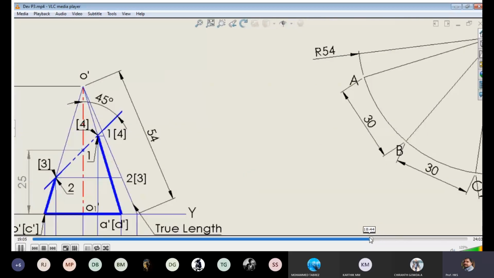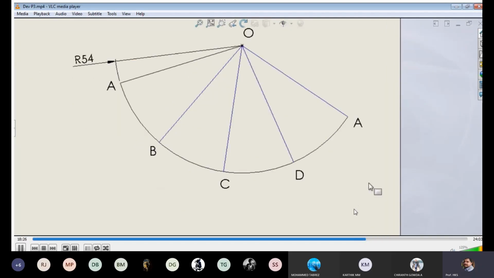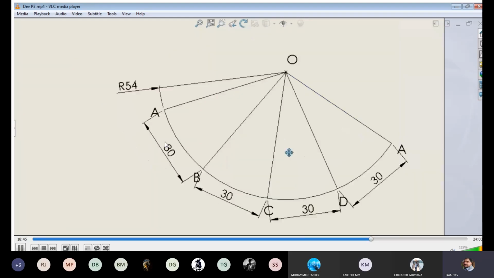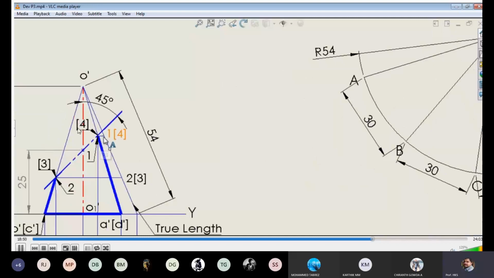Okay, so before that, what we have to do is mark the cutting points on this slant edge. All of these must be 30, 30. Now, for marking points, you have to consider the true length of the slant edge.